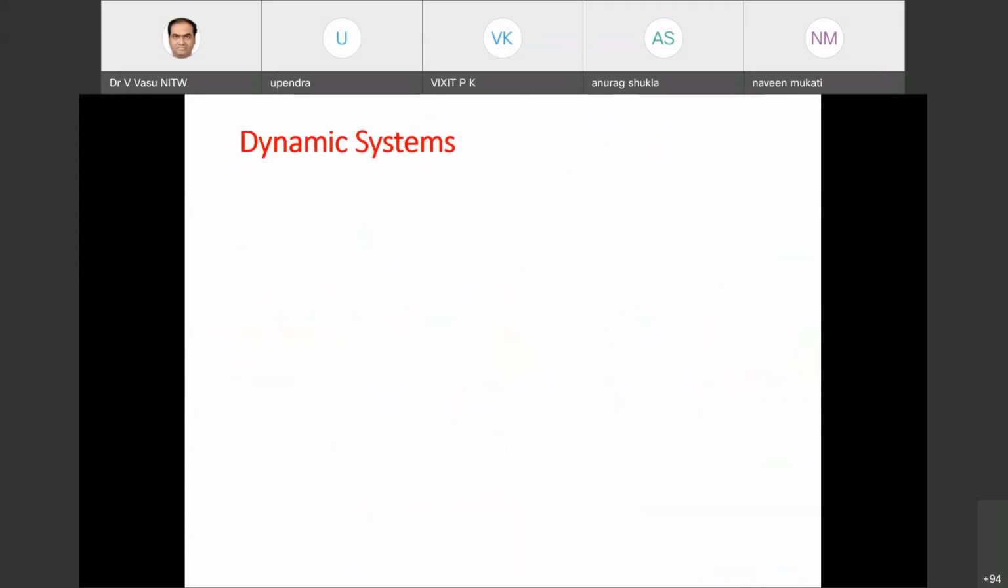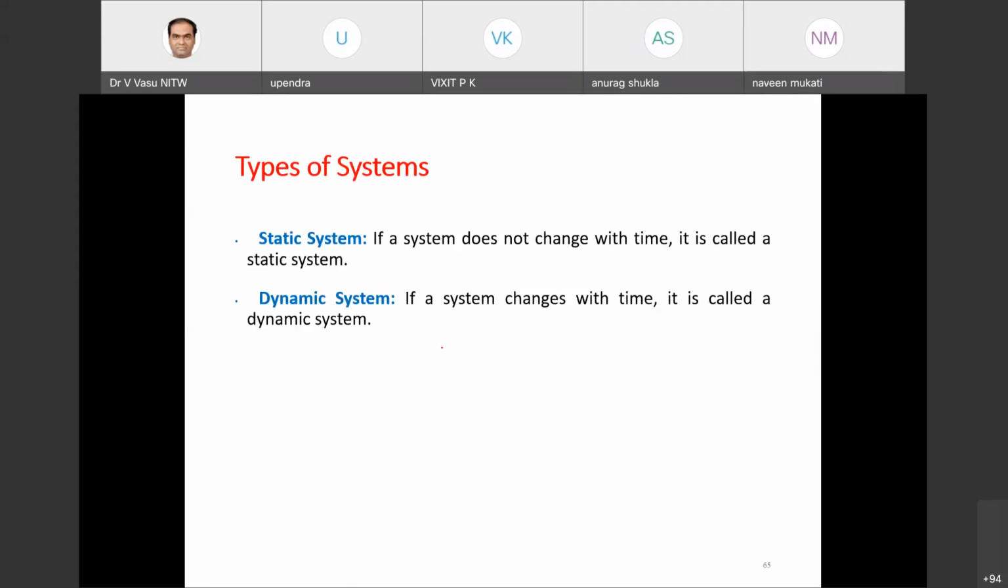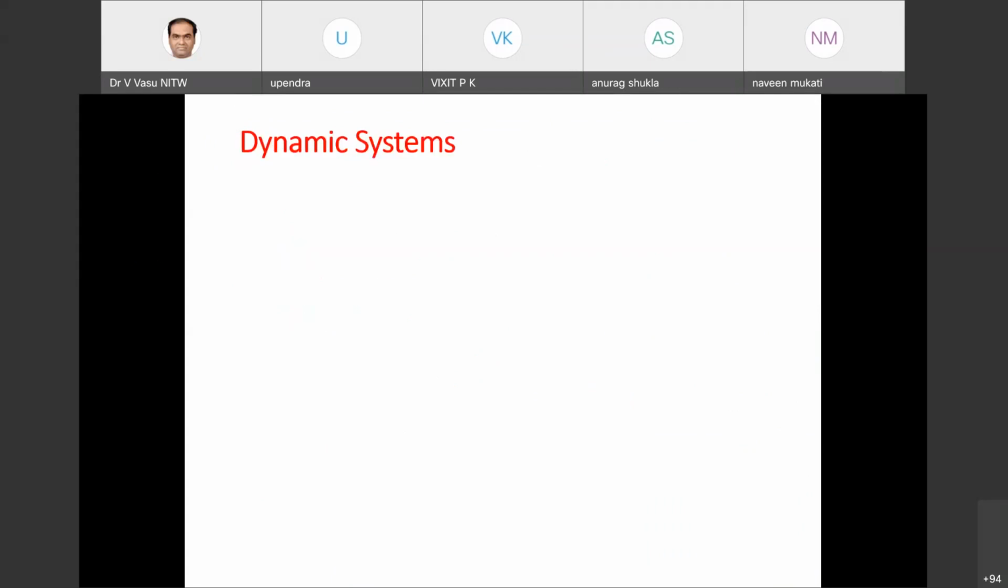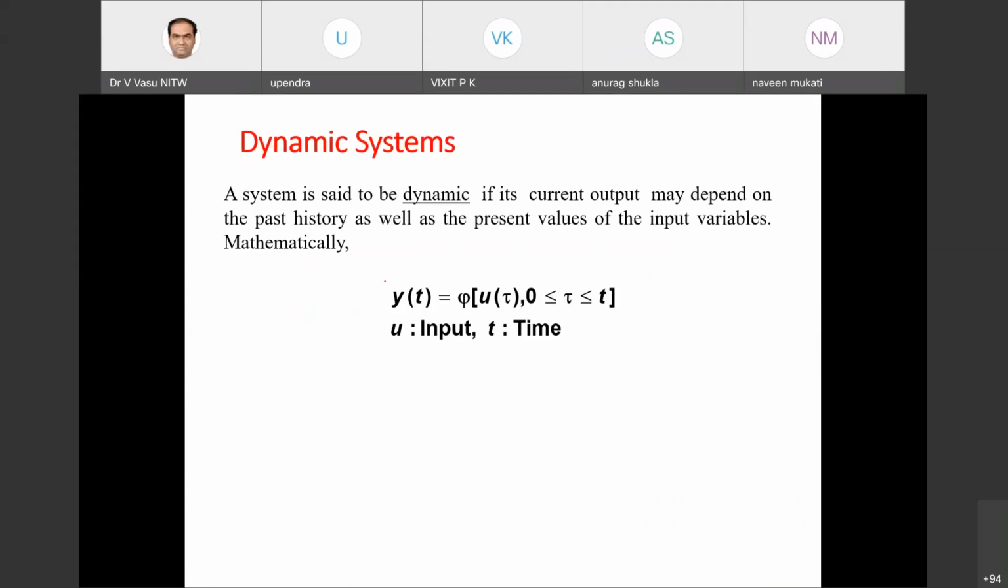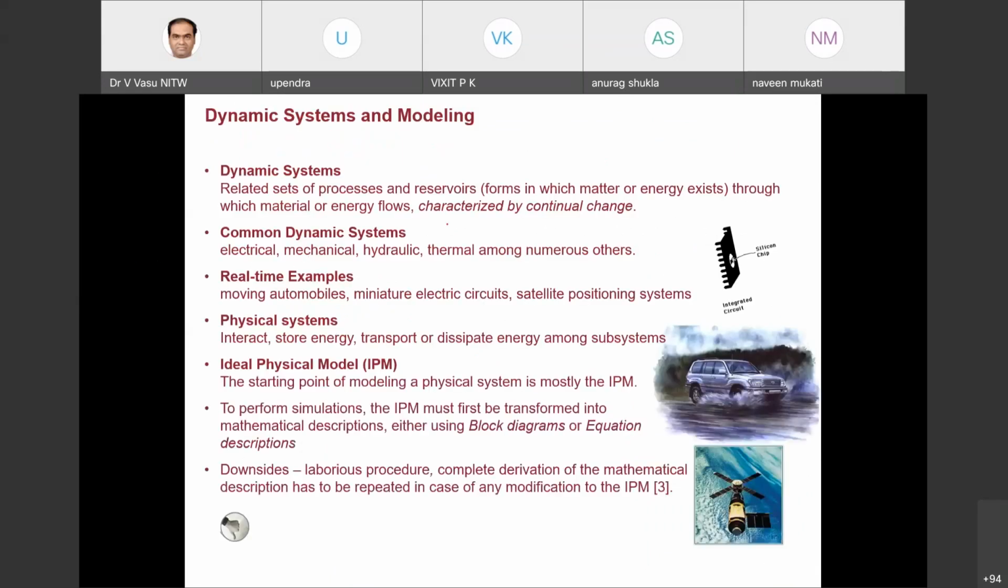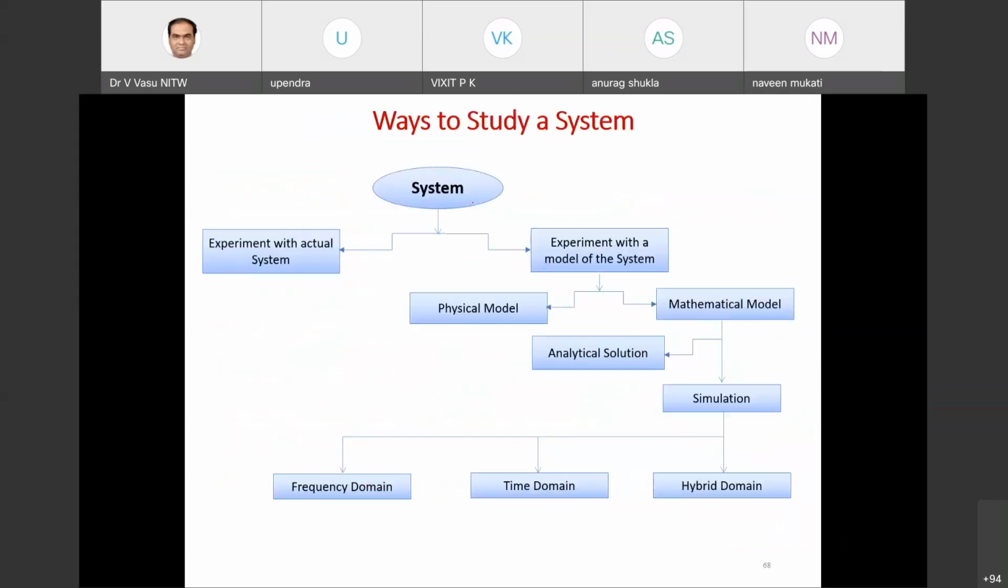We have this for different systems. There are static systems and dynamic systems. As you know, static systems have no change in time, and in dynamic systems the system changes with time. The real systems that are present are all dynamic in nature because they all change with respect to time. We are mainly concentrating on this system development.